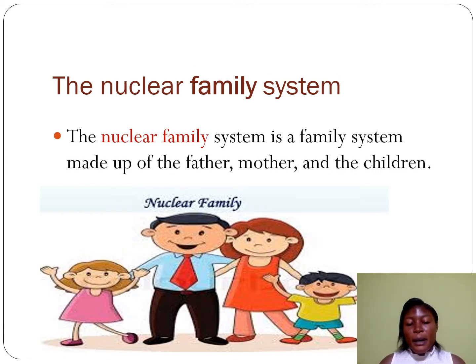The nuclear family system is a family system made up of the father, mother, and the children. So you can see a clear picture below the definition of the nuclear family system. Looking at the picture there, we can see a father and a mother and then 2 children. This is what makes up a nuclear family. We know that the nuclear family system is the smallest or the small family system.